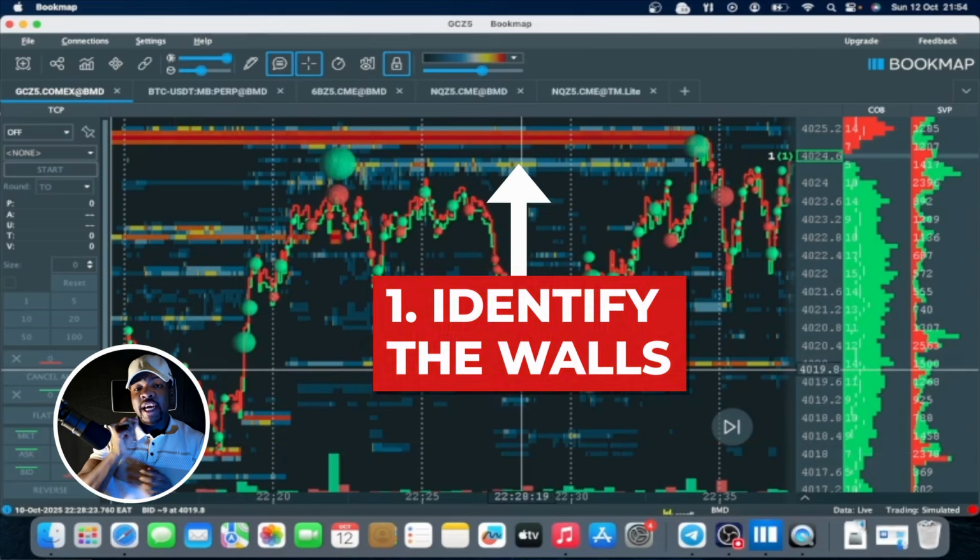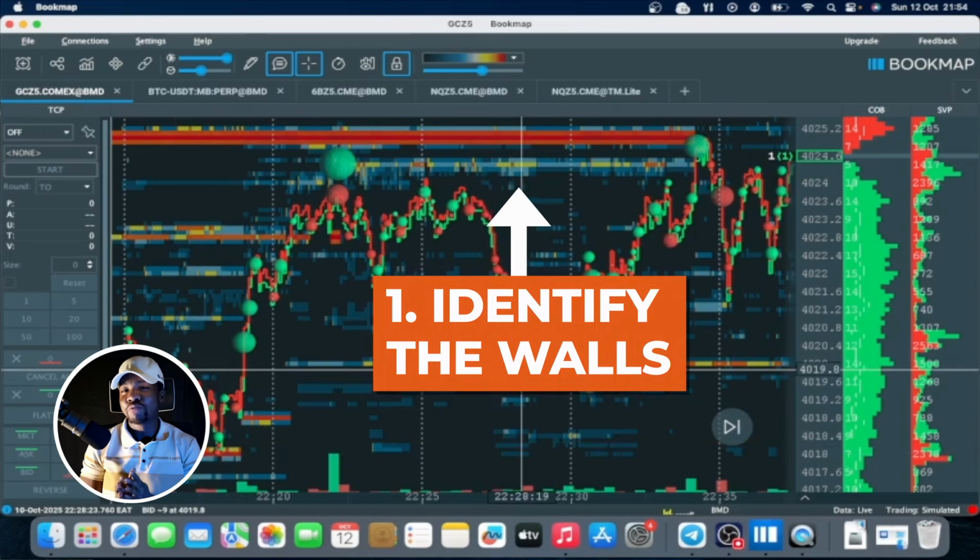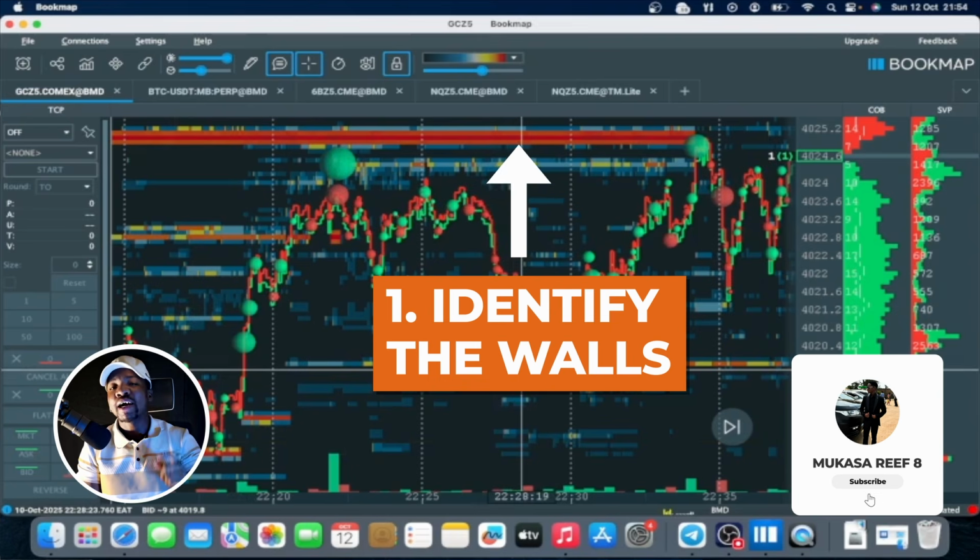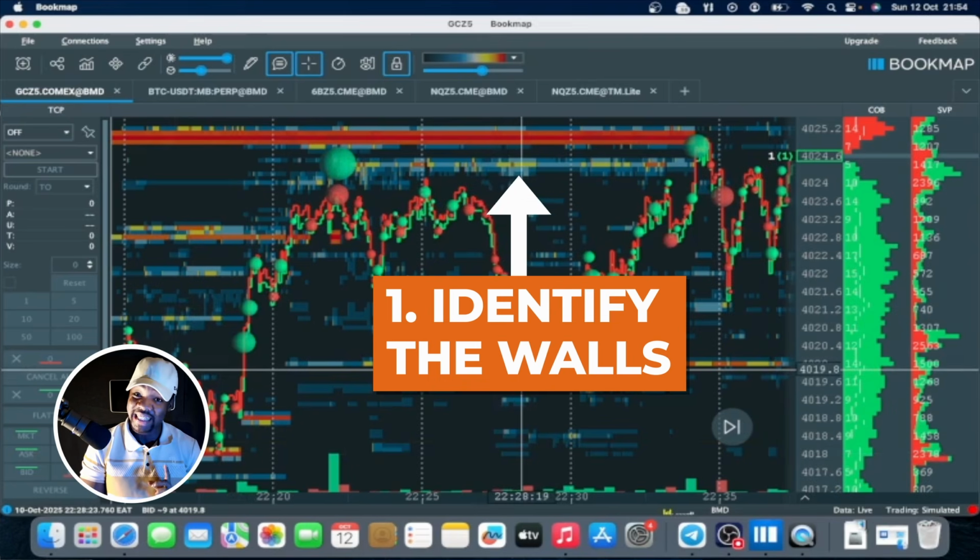Number one, we identify the walls. Look for thick red or orange bands stacked around round numbers. These are the liquidity magnets, and price will often reverse from these bands or walls.